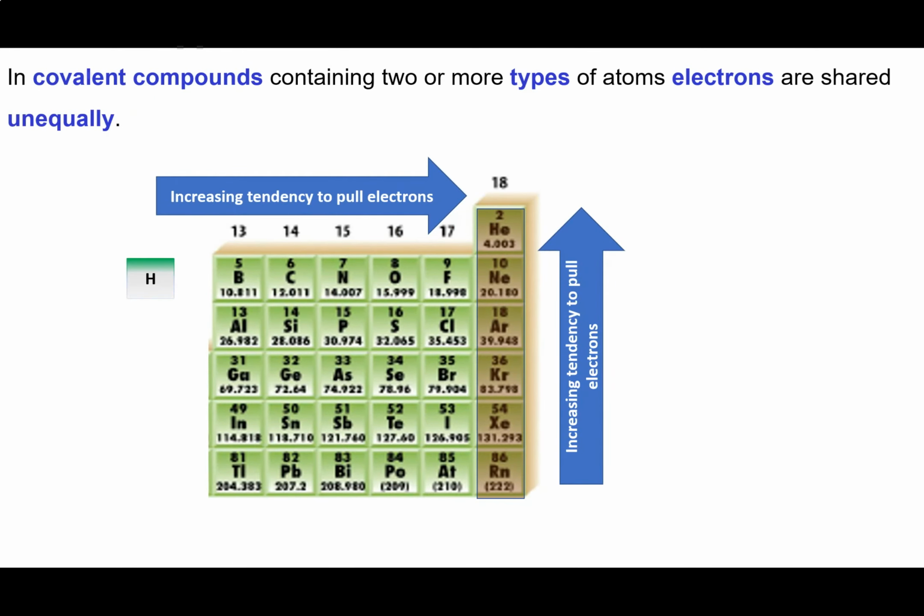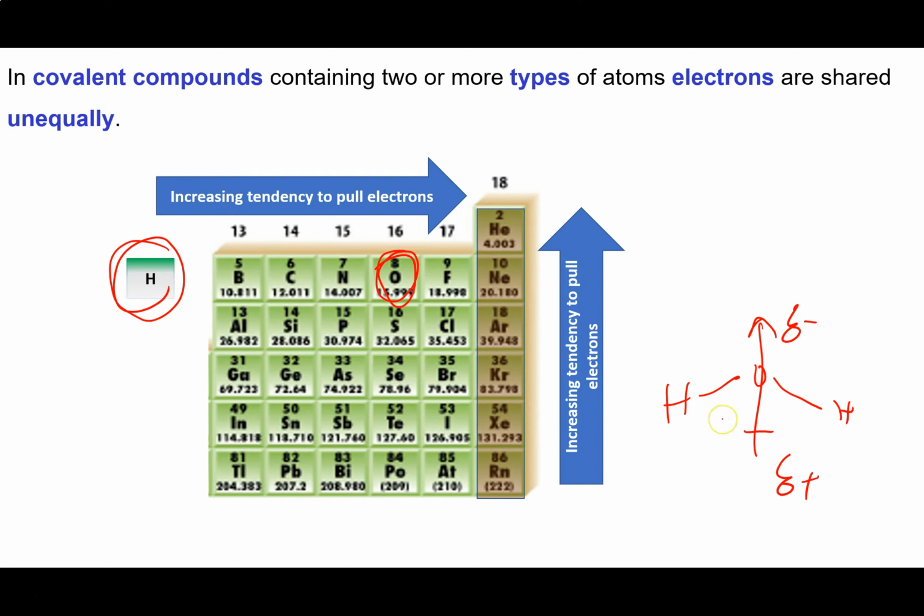So when we have a covalent compound like water that contains 2 or more types of atoms that are different, the electrons are going to be shared unequally. So hydrogen's way over here, it's the non-metal that's kind of the least electronegative, and oxygen is way over here. So oxygen has a far greater electronegativity than hydrogen. And the net result of that is we end up with a negative end of a water molecule and a positive end because the oxygen is far more electronegative than hydrogen.